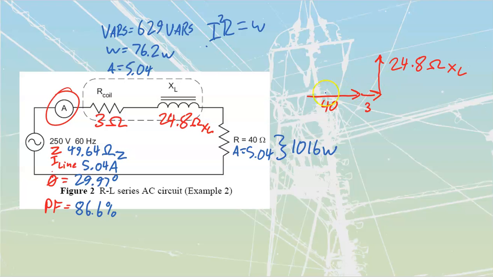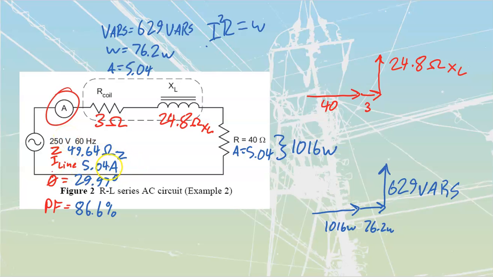If I want, I could take all of these watts values and add them together into a similar looking triangle as this one here, where I would have 1016 watts plus another 76.2 watts plus my 629 VARs. And I know that the result of that should be my total VA.